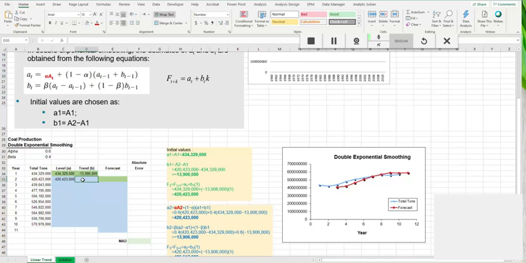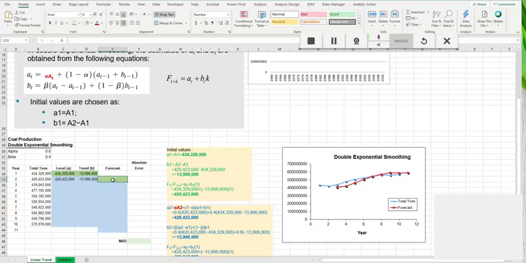And for the second B, B2 equals beta. Use absolute referencing, multiplied by A of this period minus A of the previous period, plus 1 minus beta. Use absolute referencing for beta, multiplied by B of the previous period.